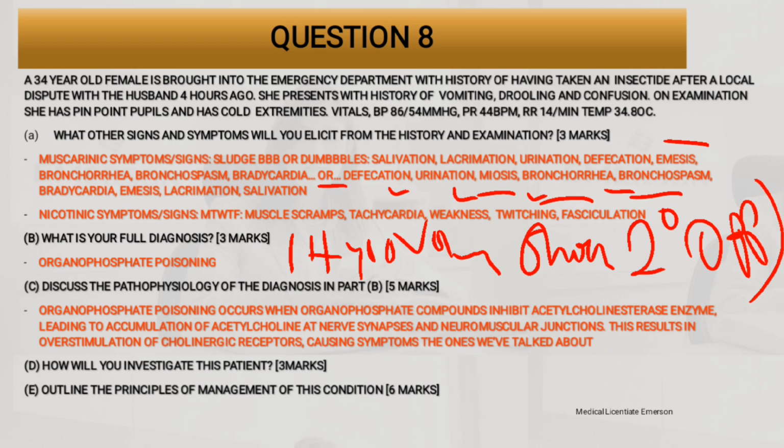So organophosphate poisoning occurs when organophosphate compounds inhibit the acetylcholinesterase enzyme, leading to accumulation of acetylcholine at nerve synapses and neuromuscular junctions. So this will result in overstimulation of cholinergic receptors, causing symptoms like the ones we've talked about, the muscarinic and the nicotinic receptor. That is the pathophysiology of how OPP brings about the symptoms.